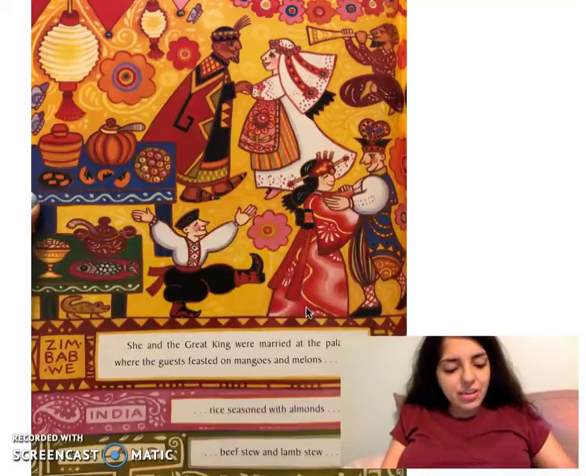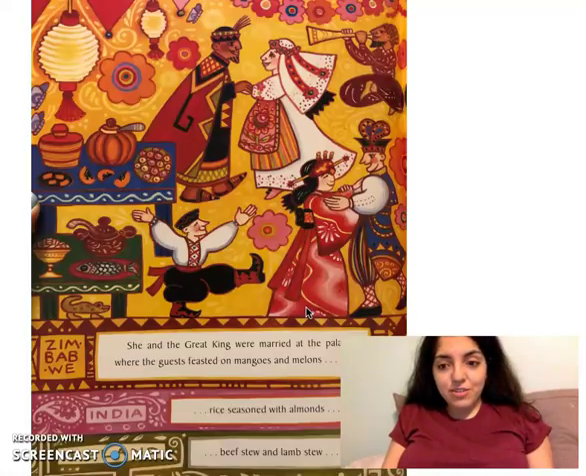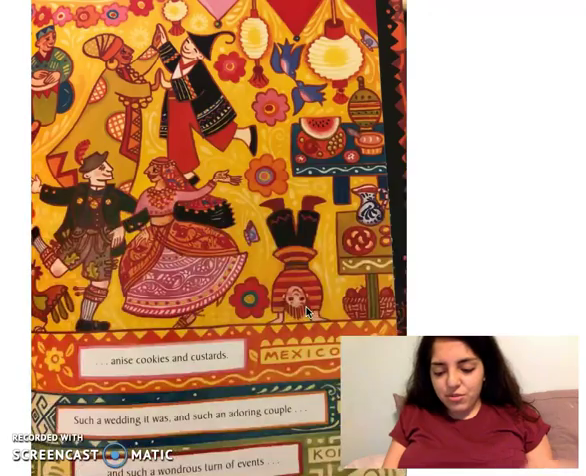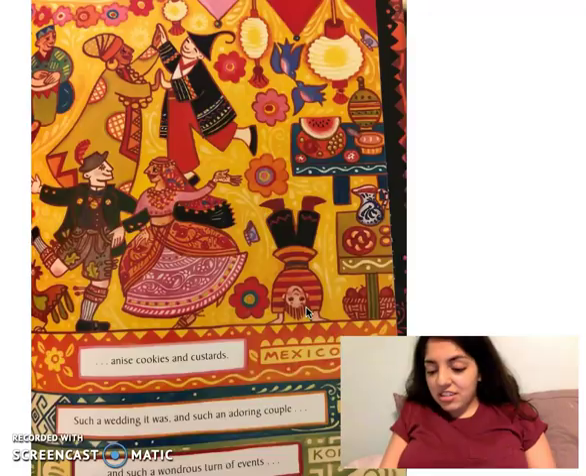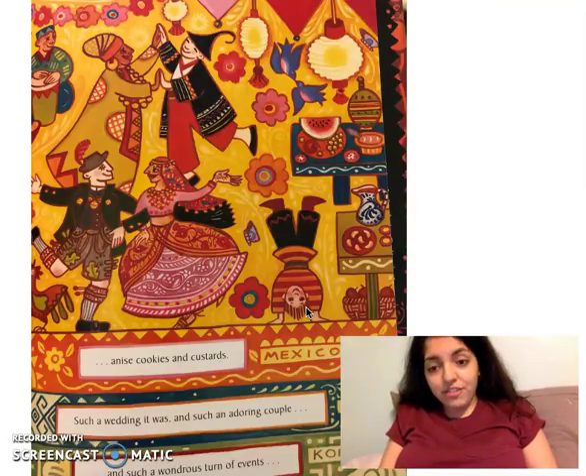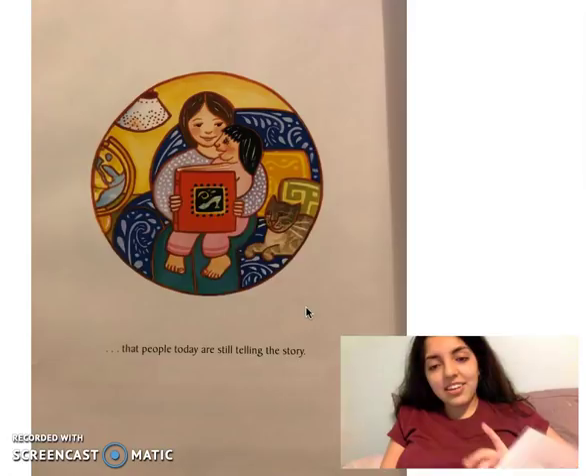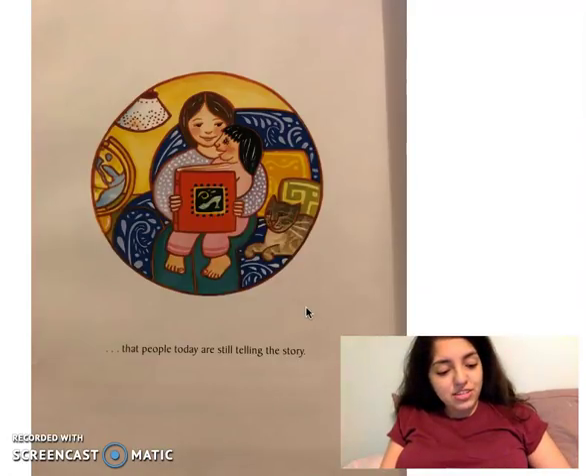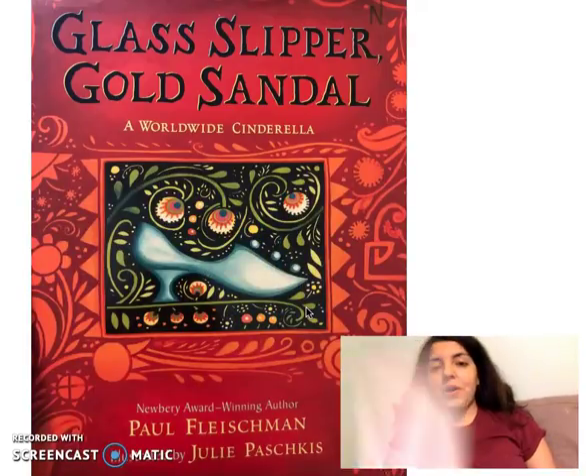She and the great king were married at the palace, where the guests feasted on mangoes and melons, rice seasoned with almonds, beef stew, lamb stew, meat cookies, and custard. Such a wedding it was, and such an adoring couple, and such a wondrous turn of events. And people today are still telling the story.